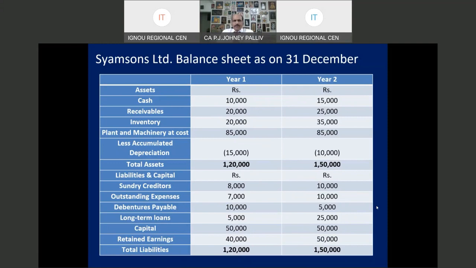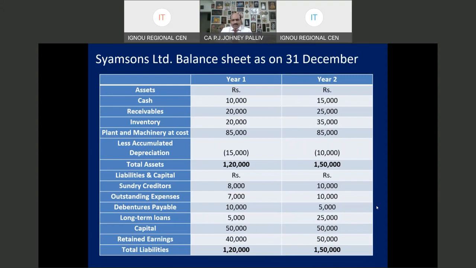Here, a balance sheet is a statement showing assets and liabilities. We can see the assets, year 1, year 2. Particulars column assets, year 1, that is at the end of the year, maybe 31st December, and year 2, at the end of the year, 31st December, the first year and the second year. In the first year, we have cash balance 10,000. Second year, cash balance 15,000.